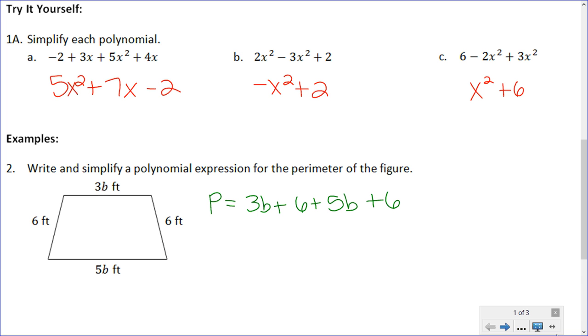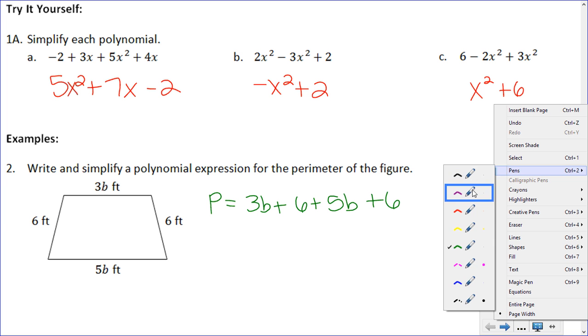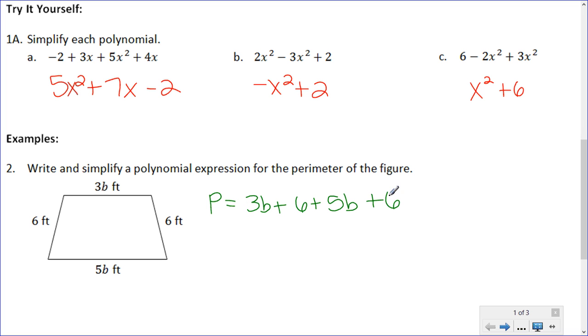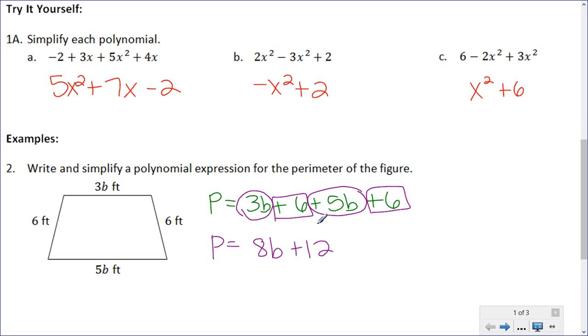sides. Well, from here we can combine like terms. So the highest power I see on the variable is just a power of 1 in this 3b and the plus 5b. So then 3b plus 5b is 8b. And then we also have a plus 6 and another plus 6, which is plus 12. So that is a simplified polynomial expression for the perimeter of this figure.